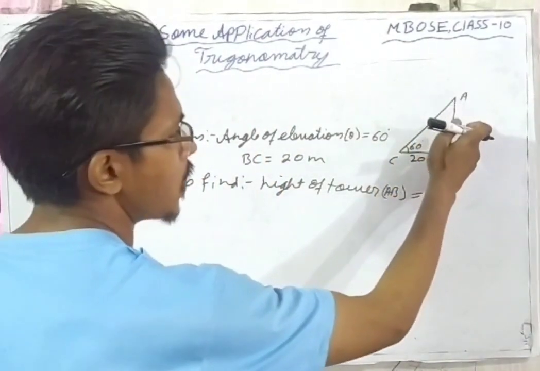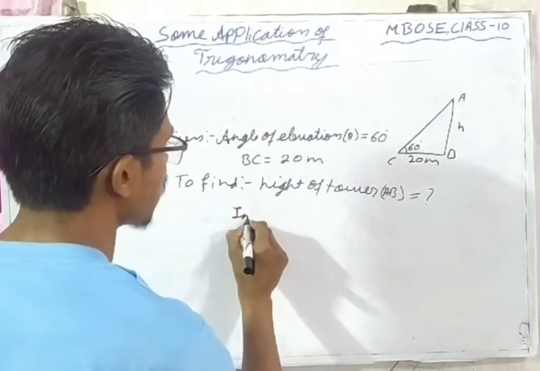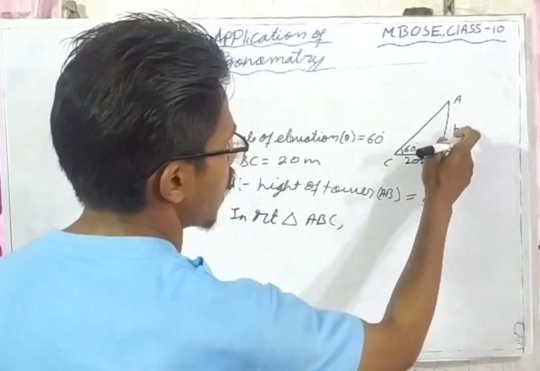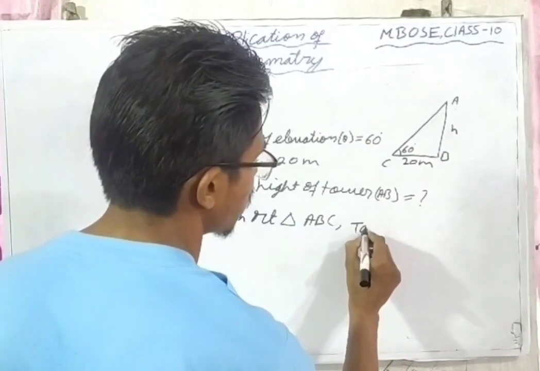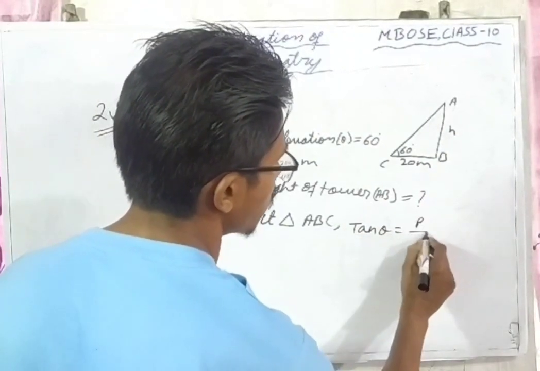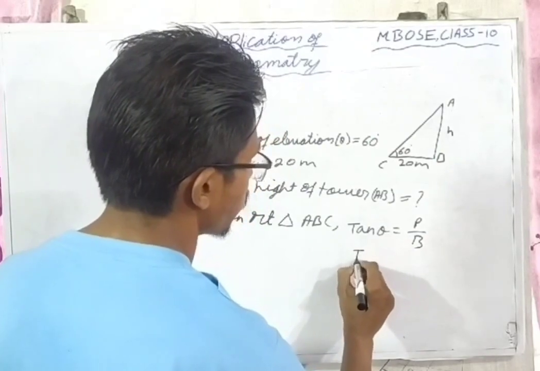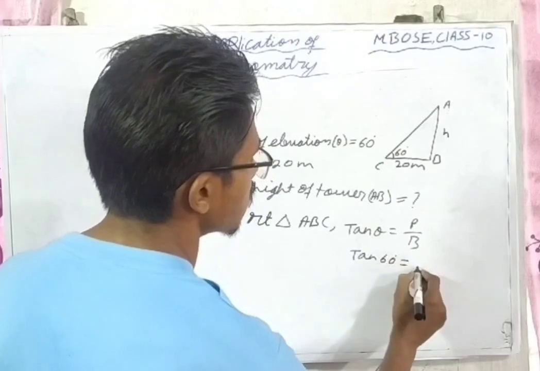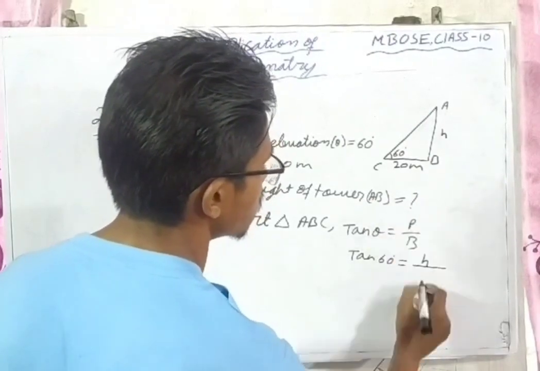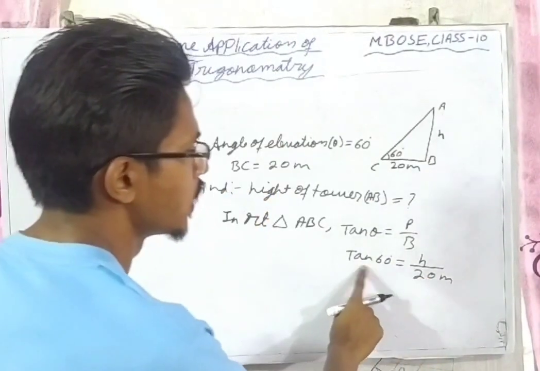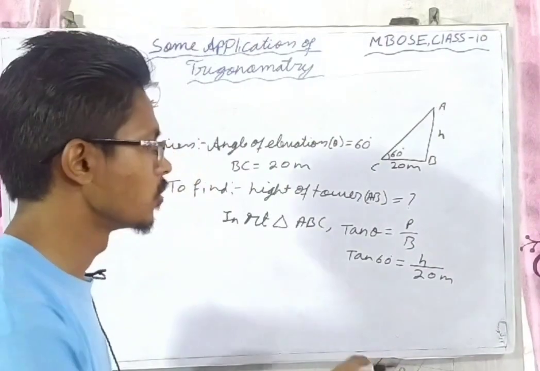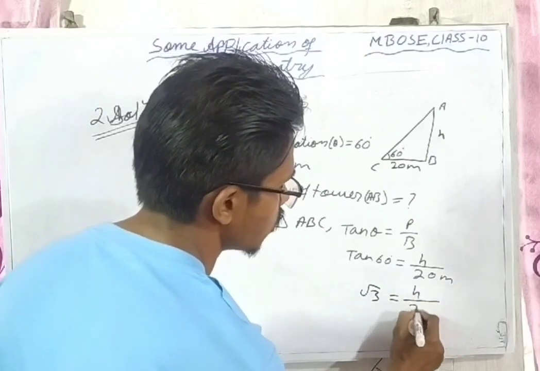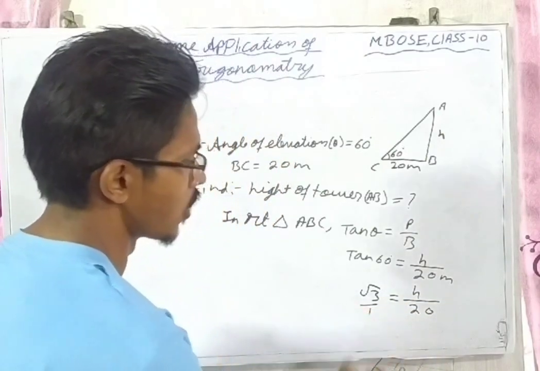You have to find the perpendicular, and the base is given. So here I'll write, in right triangle ABC, perpendicular by base is tan theta. So tan theta is equal to perpendicular by base. Here theta is given, 60 degree. So I'll write tan 60 degree, and the perpendicular is H, and the base is 20 meter. If you see in the trigonometric table, tan 60 degree is root 3, equal to H by 20. In the denominator nothing is there, so I'll keep it as 1.